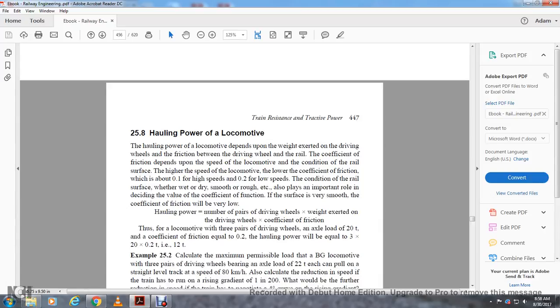25.8 Hauling power of a locomotive. The hauling power of a locomotive depends on the weight exerted by the driving wheels, and the friction between the driving wheel and the rail. The coefficient of friction depends on the speed of the locomotive and the condition of the rail surface. The higher the speed of the locomotive, the lower the coefficient of friction, which is about 1/10 at high speed and 2/10 at lower speed.